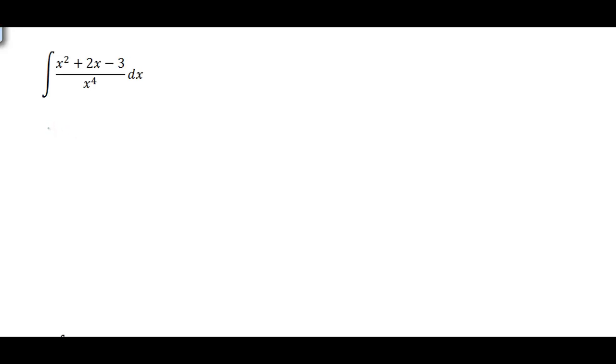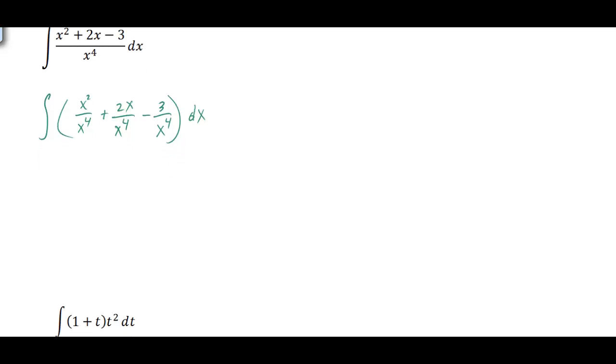The first step, because all of this is over x to the fourth, we could actually divide this up into three fractions. Whereas x to the fourth is our common denominator, we could rewrite this as simply x squared over x to the fourth plus 2x over x to the fourth minus 3 over x to the fourth. And then we can simply reduce.